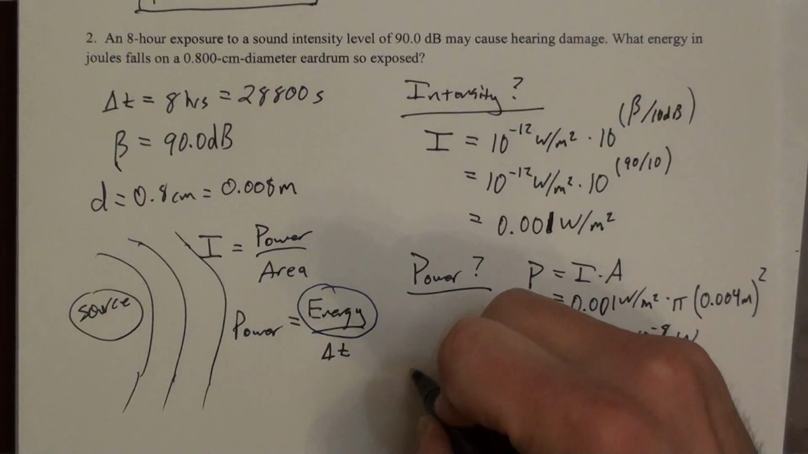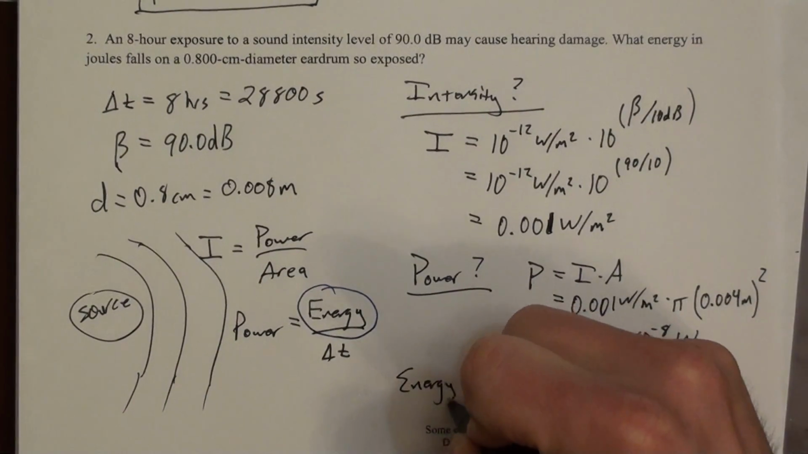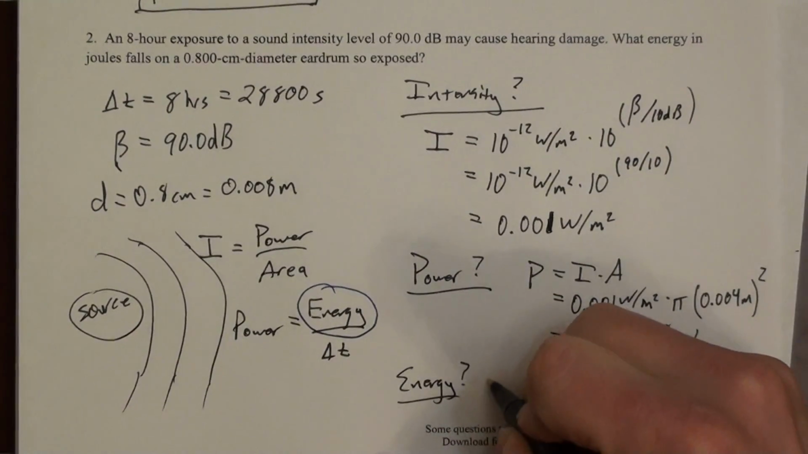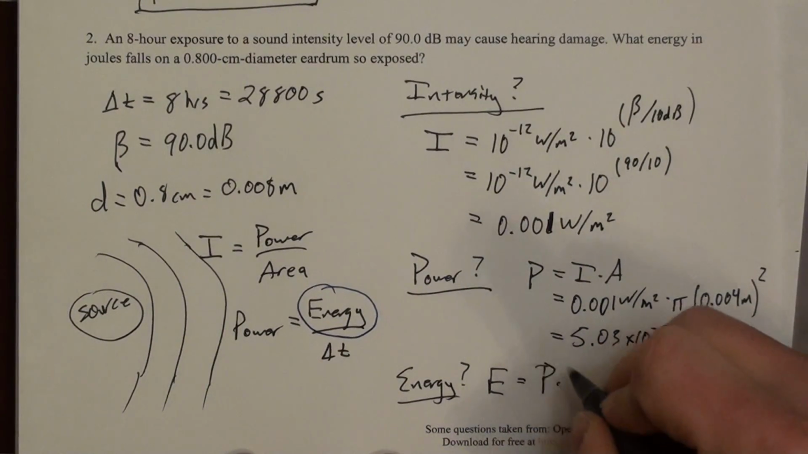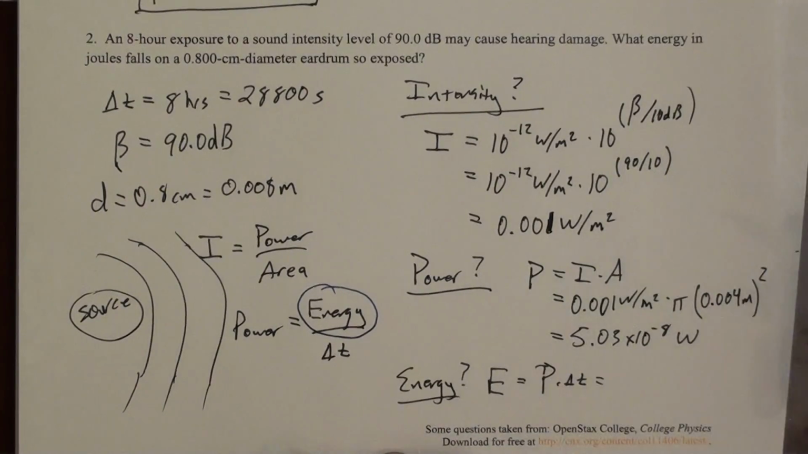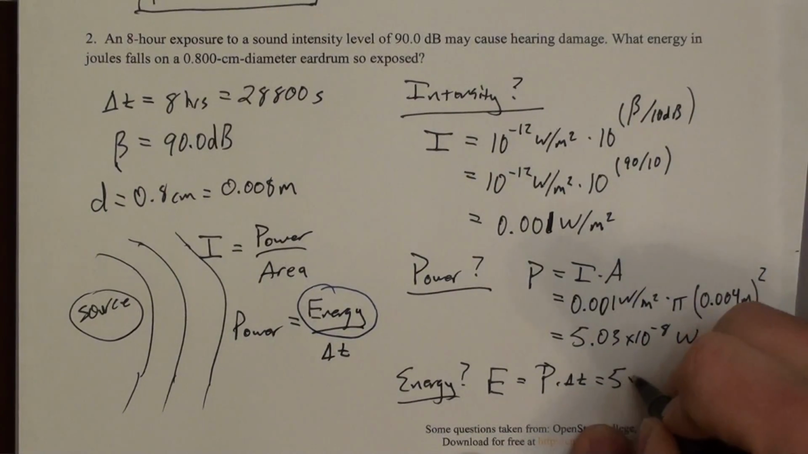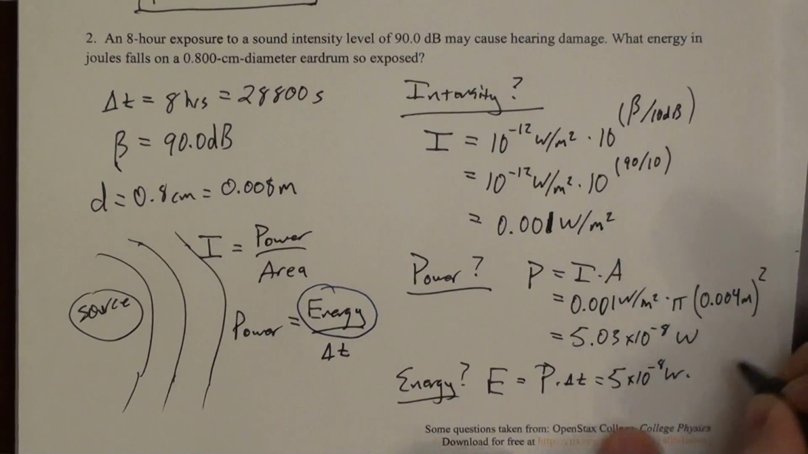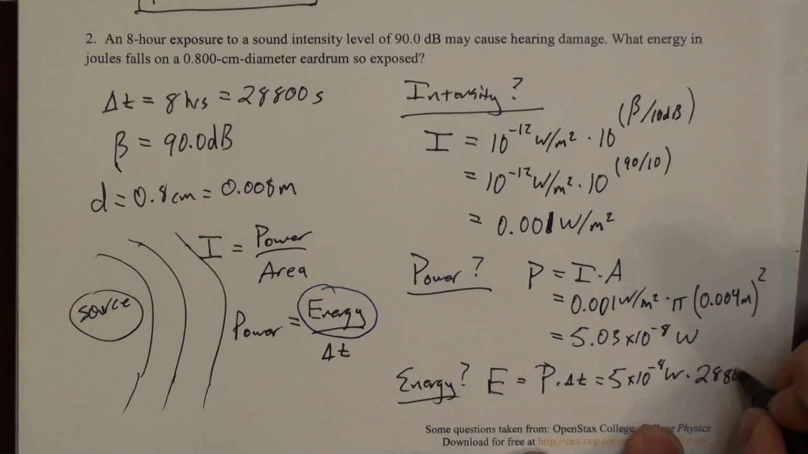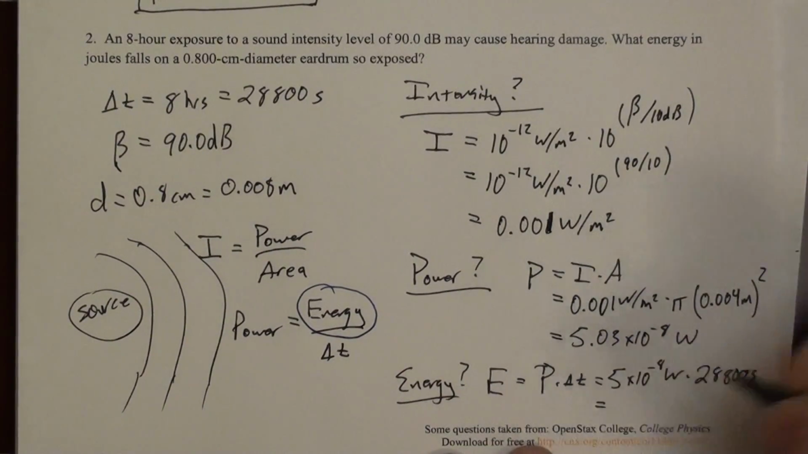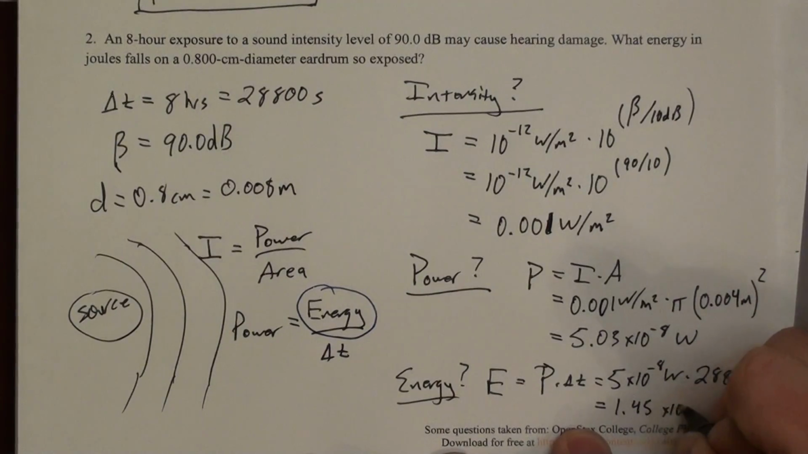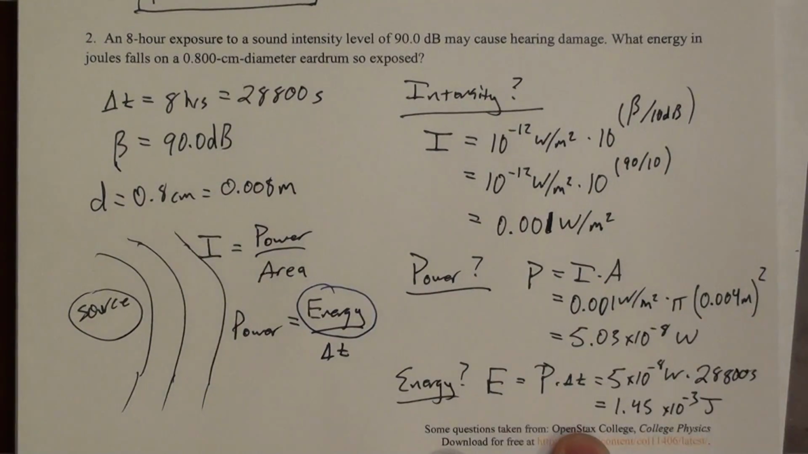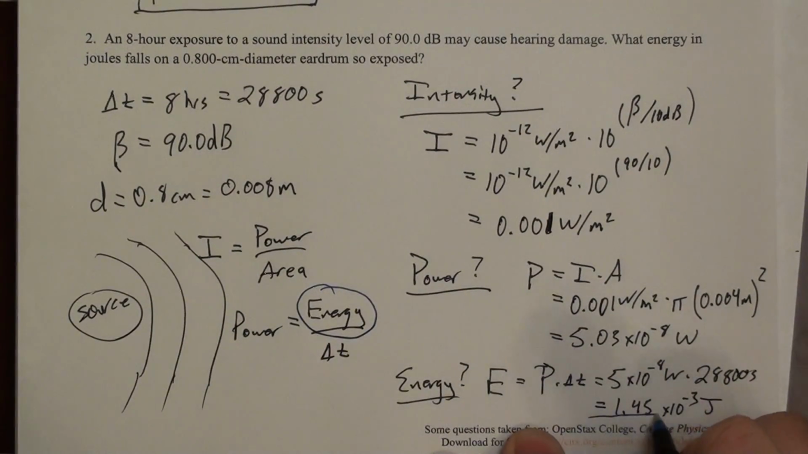And then finally I could ask, what's the energy? So energy is power times time. So it's going to be this 5 times 10 to the minus 8 watts times 28,800 seconds. And what I get is 1.45 times 10 to the minus 3 joules. Put a little box around that.